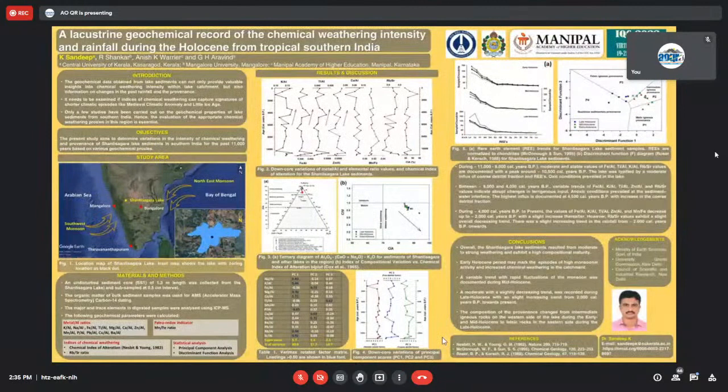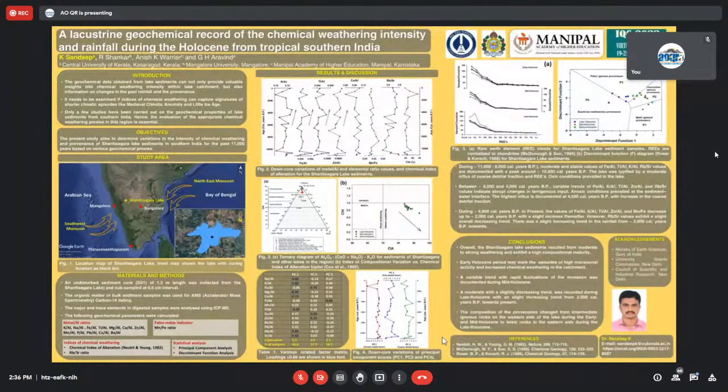Good afternoon to all. This study is about the geochemical record of the chemical weathering intensity and rainfall during the Holocene from tropical southern India. The objective of this study is to determine the variations in the intensity of chemical weathering and provenance of lake sediments from Shantisagara Lake, which is situated in the Karnataka state of southern India. And the objective of this study is to reconstruct the climatic variability and chemical weathering intensity during the past 11,000 years.